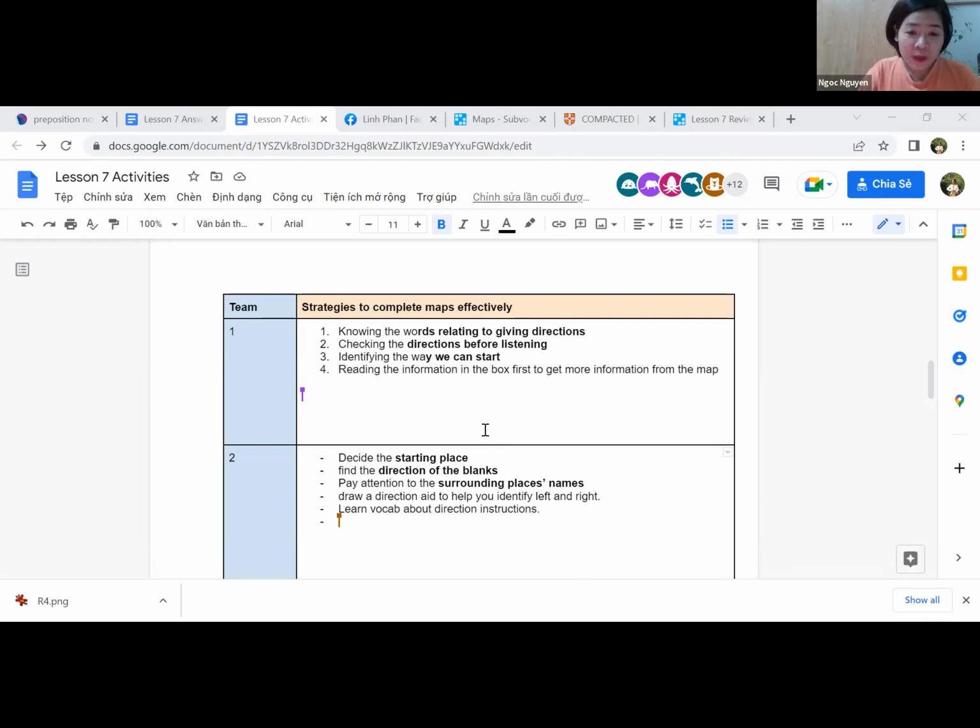So you said that knowing the words related to giving directions is important. Can you give me some examples of the words showing directions, please? Such as go straight, go to the left, go to the right, or behind.